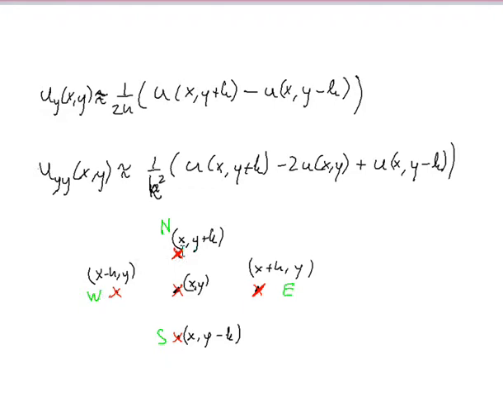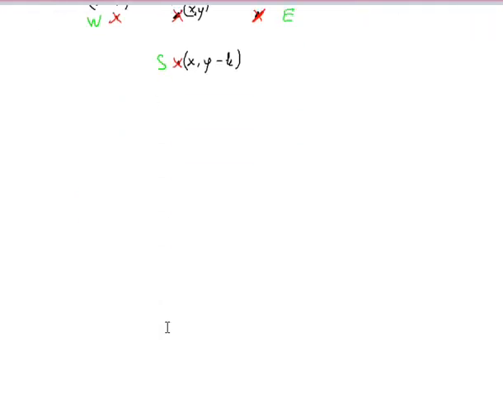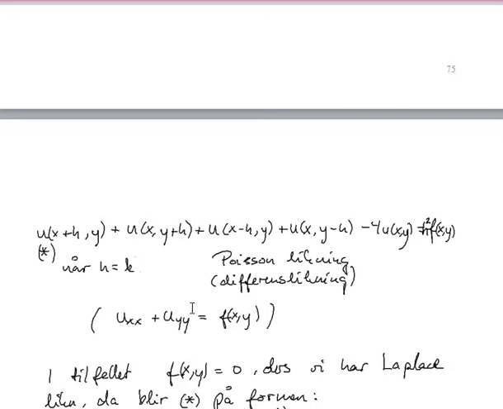5 points. Note that if we are standing here, then this point is in the direction north of this point. So therefore we index it by capital N. This point is east of this middle point, so we index it capital E. And this is the west point, and this is the south point.